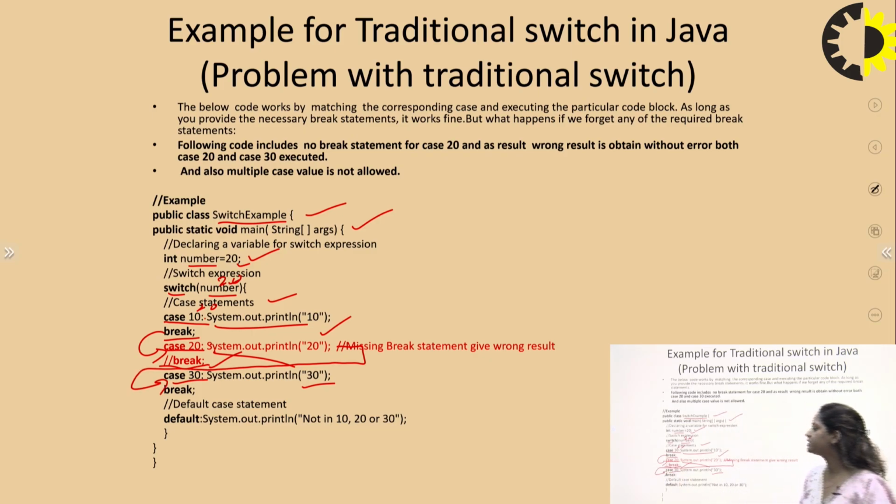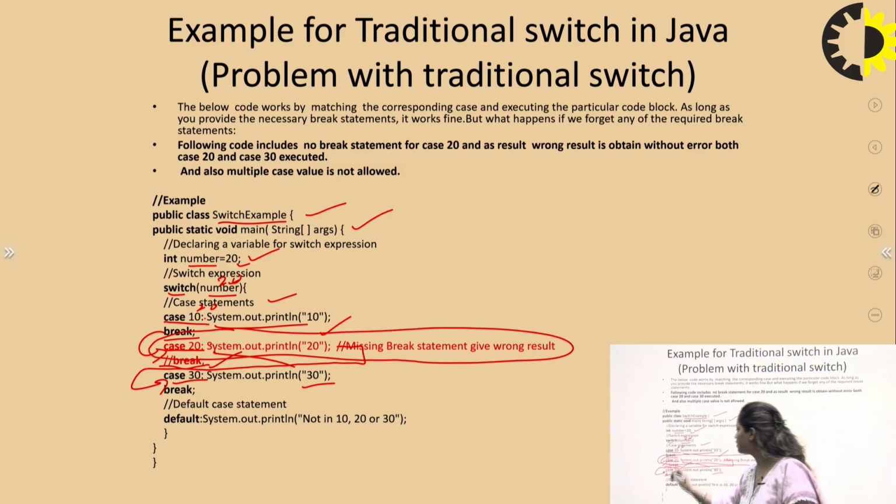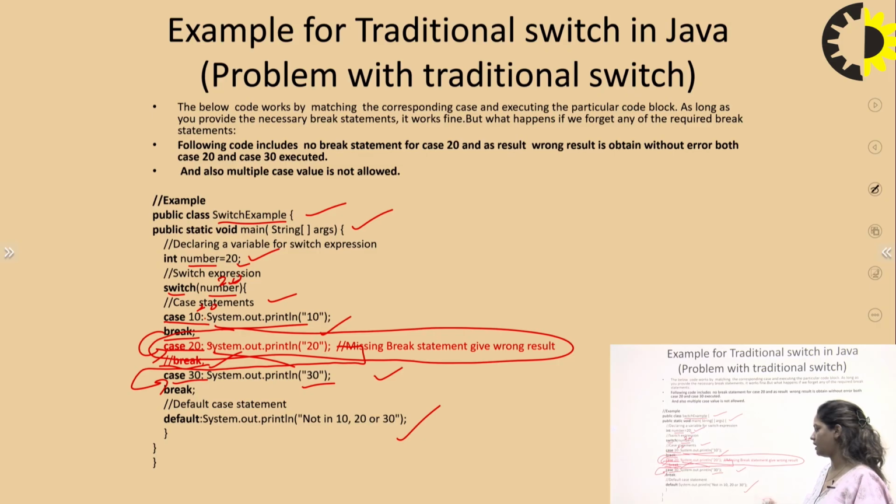And what is the problem with that? As we know, the number variable is holding the value 20, and it needs to execute only the case label containing the value 20. That means only this particular case needs to be executed. There is no need of executing the 30 value or the default part.